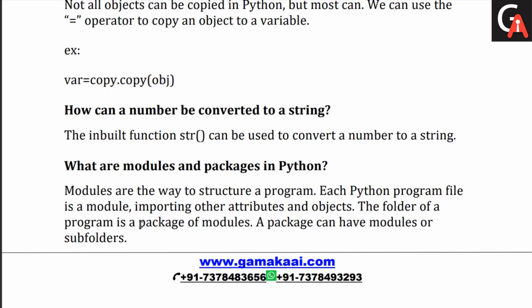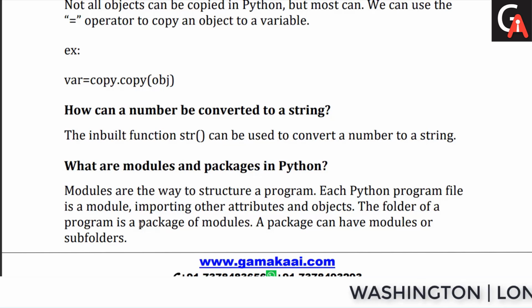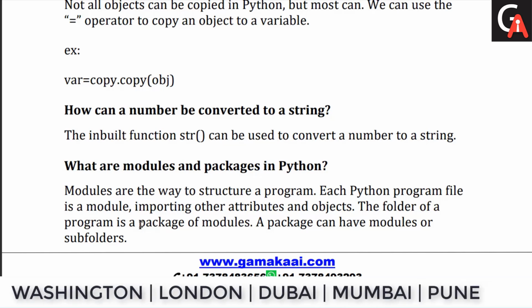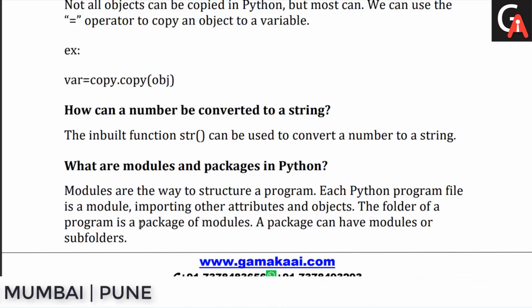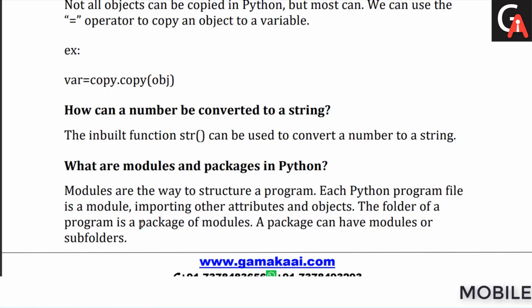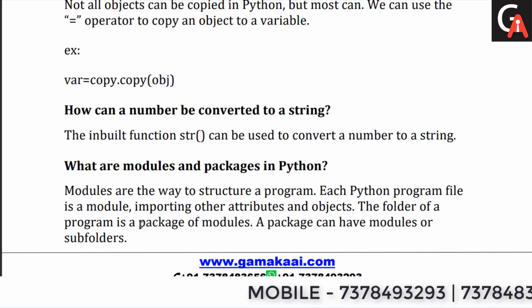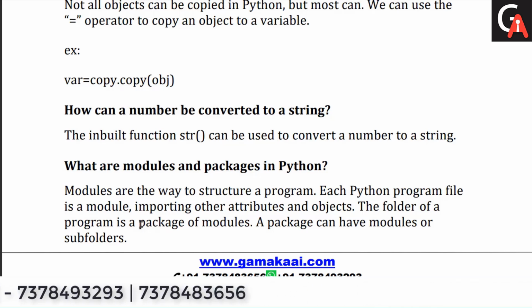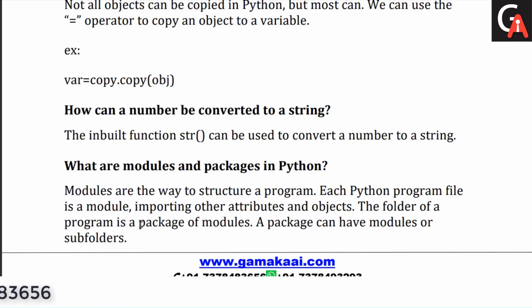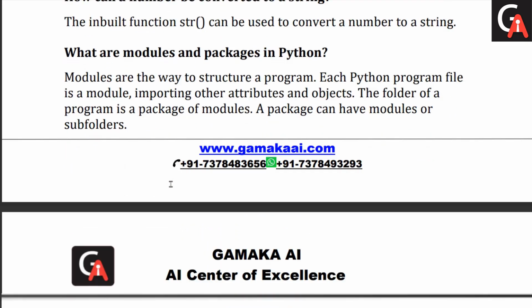So a module is nothing but your program file, the .py file, in which we can define classes, methods, functions, and all sorts of things, variables. So this is called a module. Importing other attributes and objects. The folder of a program is a package of modules. So if we combine all the modules into one folder, this is called one package. It's a higher entity, a combination of modules. So these are the modules and packages we have in Python.